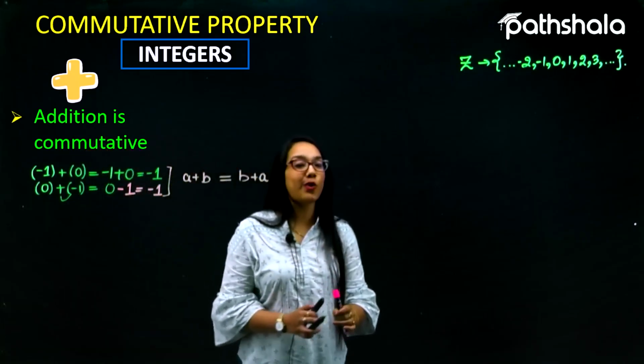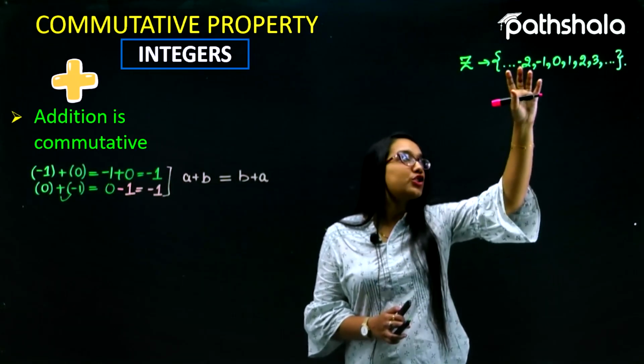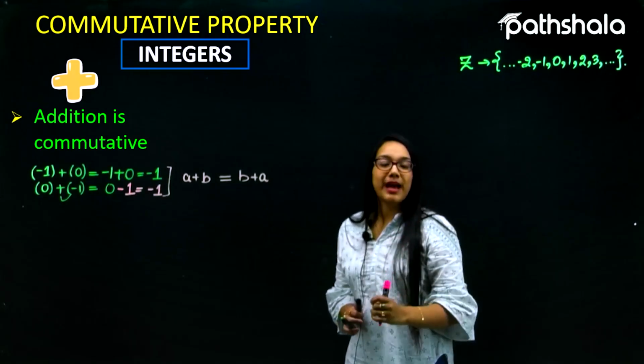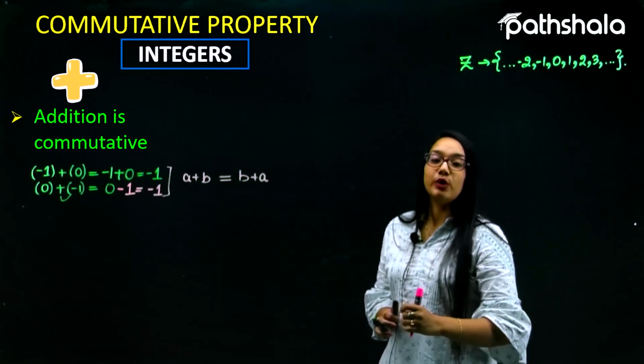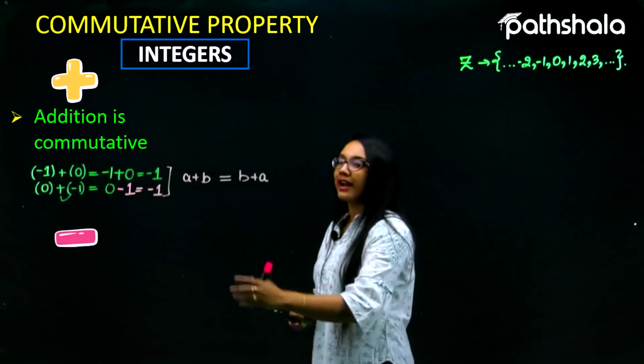I hope this is all clear to you. Take any example out of the collection of integers, the answer will always remain the same, that is, a plus b will always be equal to b plus a. So let's start with subtraction.